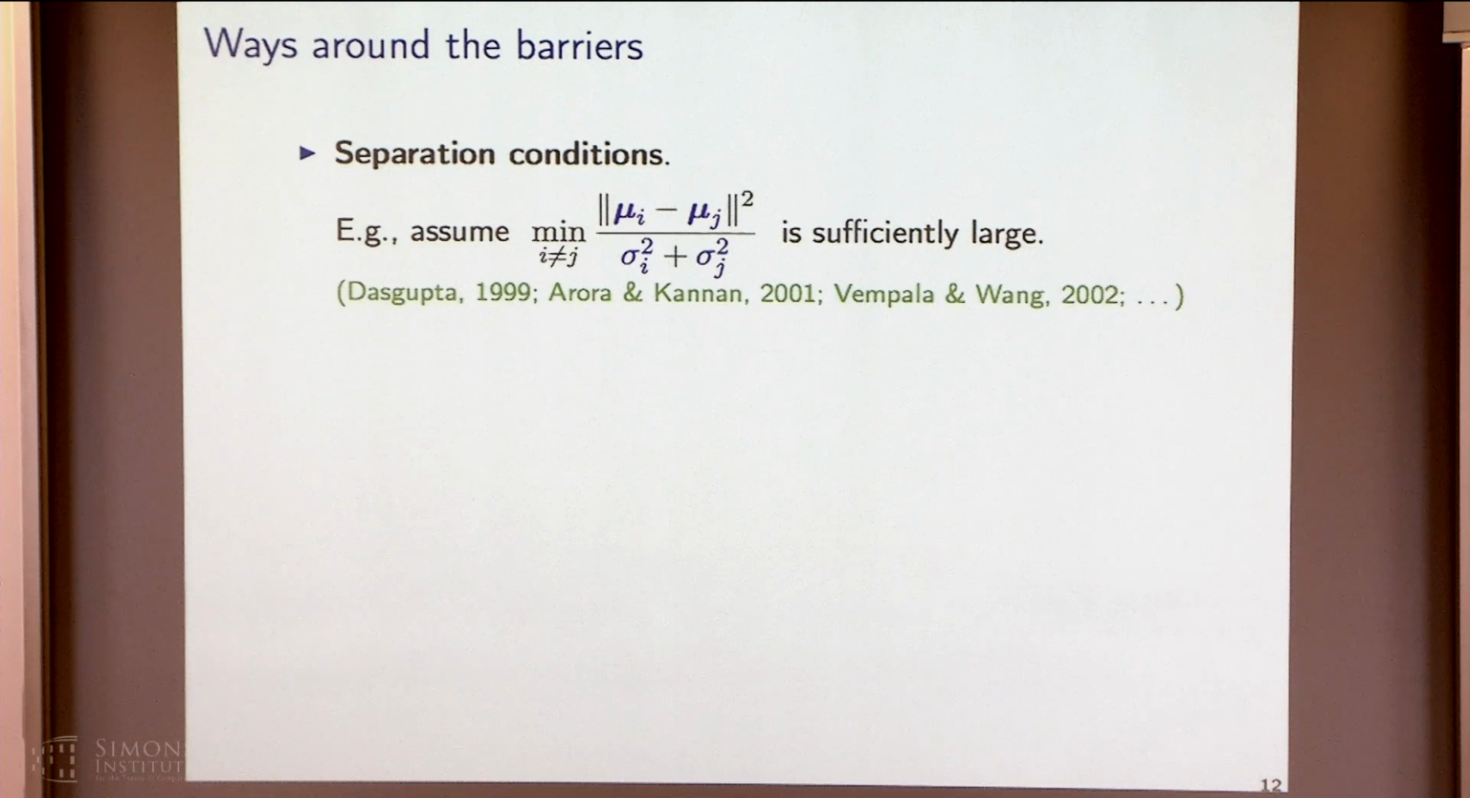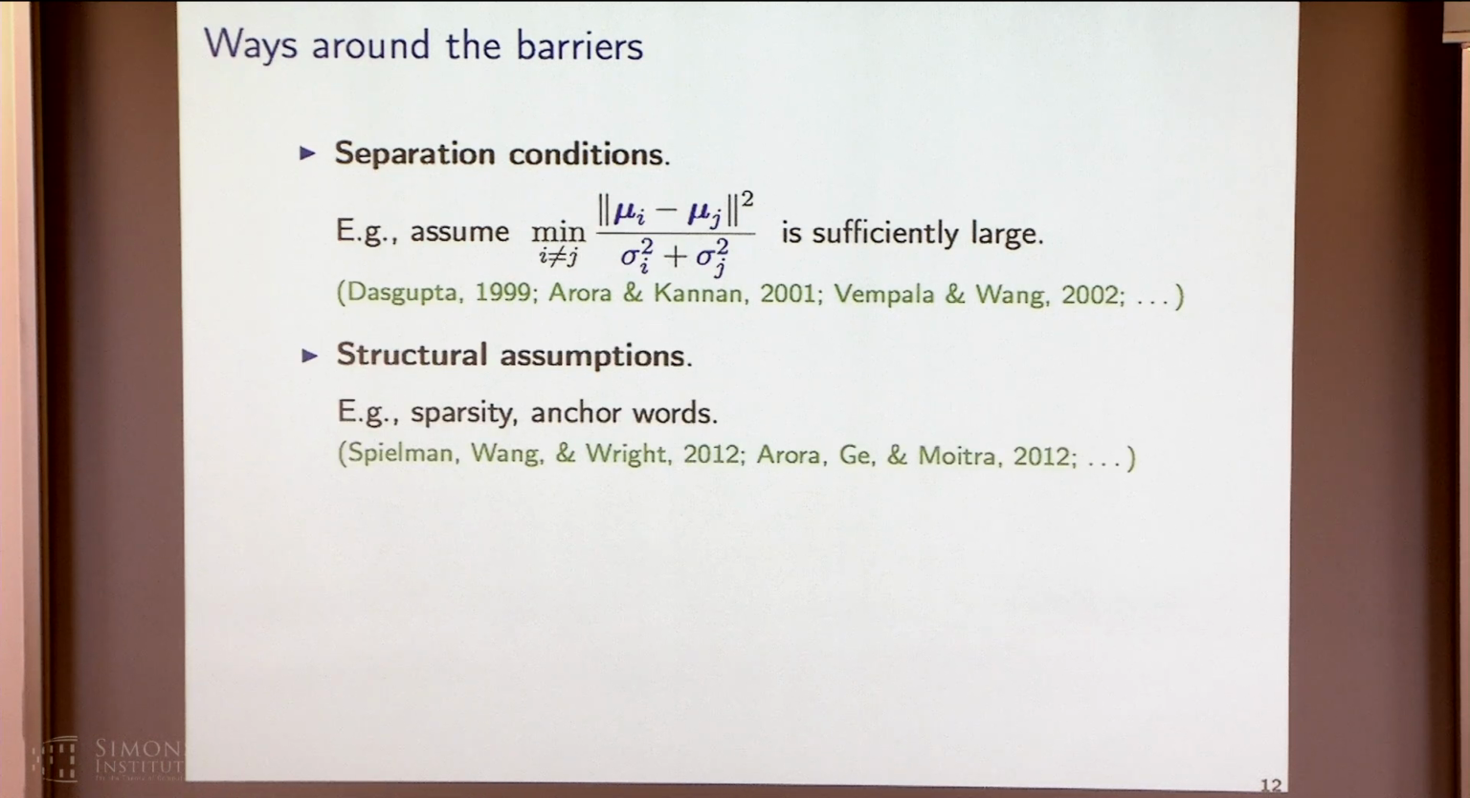So besides these kinds of separation conditions, you could rule them out based on some kind of structural properties of the parameters. For instance, you might assume various parameters are sparse, have a lot of zeros in them, or you might assume very special patterns of zeros in the parameters. And these things have also led to efficient algorithms.